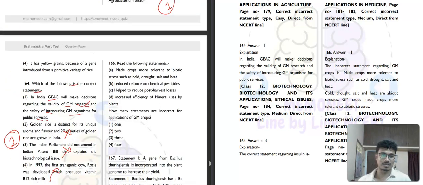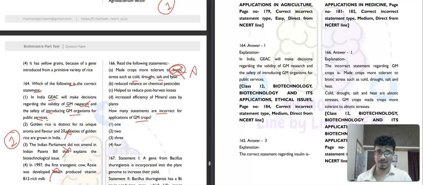Then question number 166. Read the following statements and find how many statements are incorrect for applications of GM crops. Okay. The first statement is given, that GM made crops more tolerant to biotic stresses such as cold, drought, salt and heat. Correct. Then, one second, this is saying that these are biotic stresses. So these are not biotic stresses, right? These are abiotic stresses. So this is the incorrect statement.